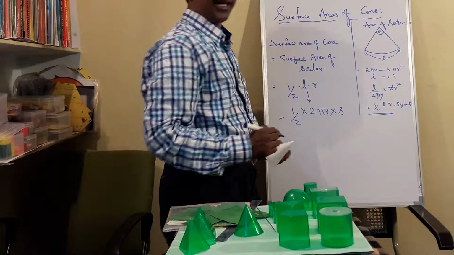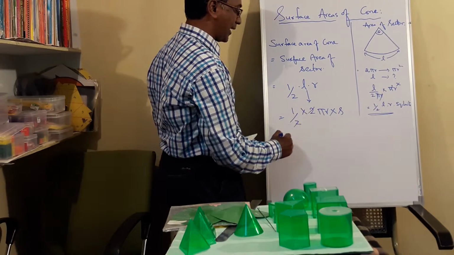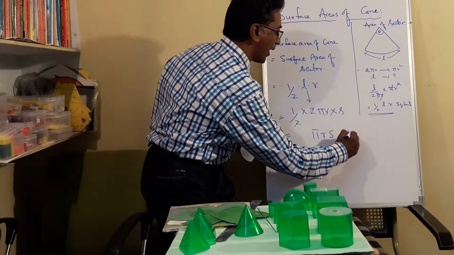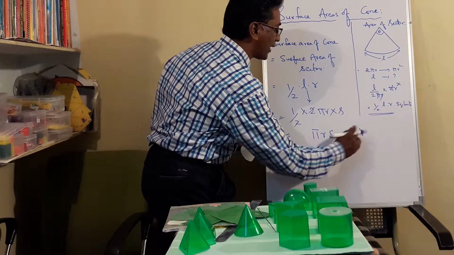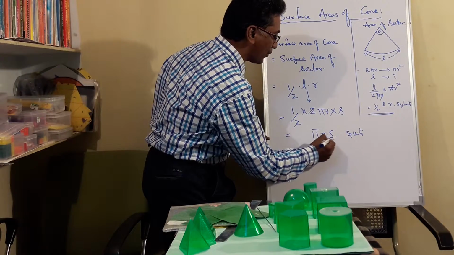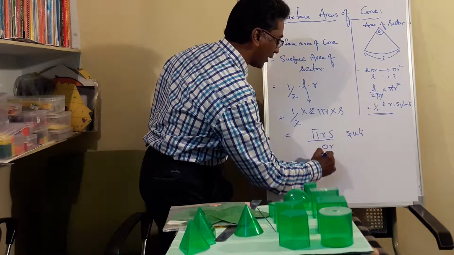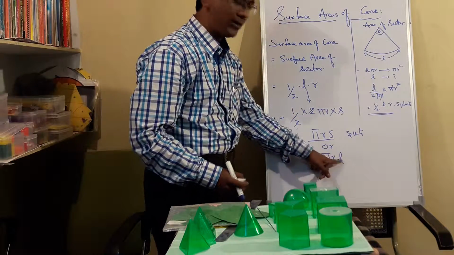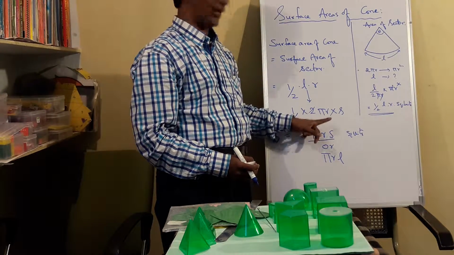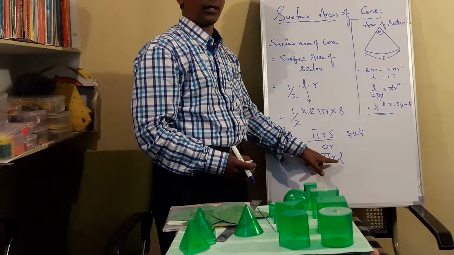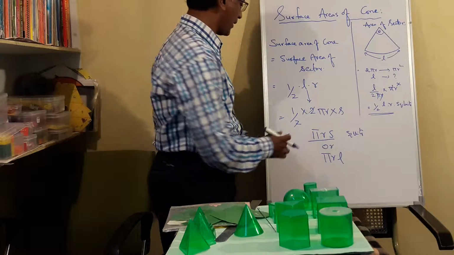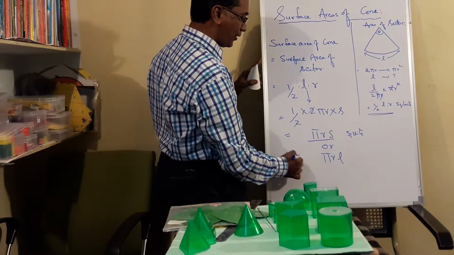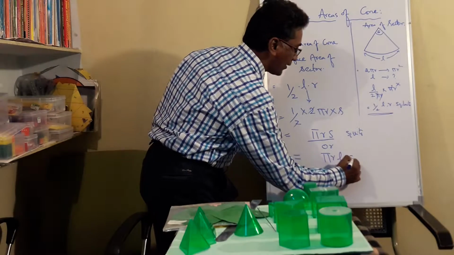Then here 2 gets cancelled, giving pi r s square units. Sometimes we write pi r l also. L is for slant height, and s is also for slant height; we can use either s or l. So the surface area of a cone is equal to pi r l square units.